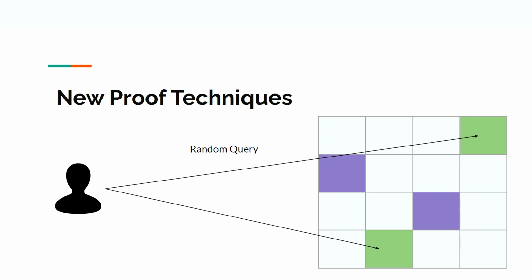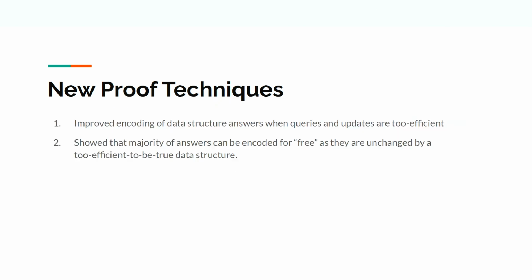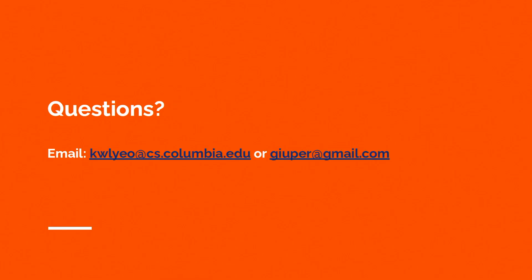So in other words, if you have a small subset of updates, they only touch a few cells when they update. If you pick a random query later, it won't change the answer. So even if you don't know the updates, you can still get the answer to a random query for free. This is the core technique we use to prove our lower bound in our lower bound framework. All right, so that's very high level. I encourage other people to look at the proof or ask me questions if you have any more ideas about the proof techniques. Thank you all for listening. I'm happy to answer any questions.